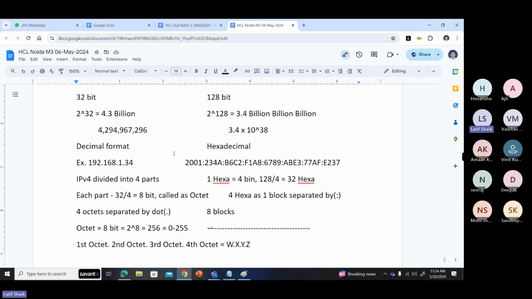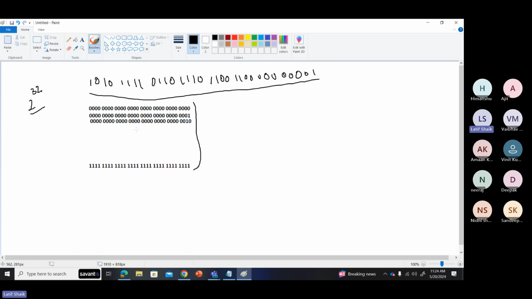Okay, and IPv4 is represented in decimal format. IPv6 is represented in hexadecimal format. Okay, so this is our IPv4. This is a 32-bit number.